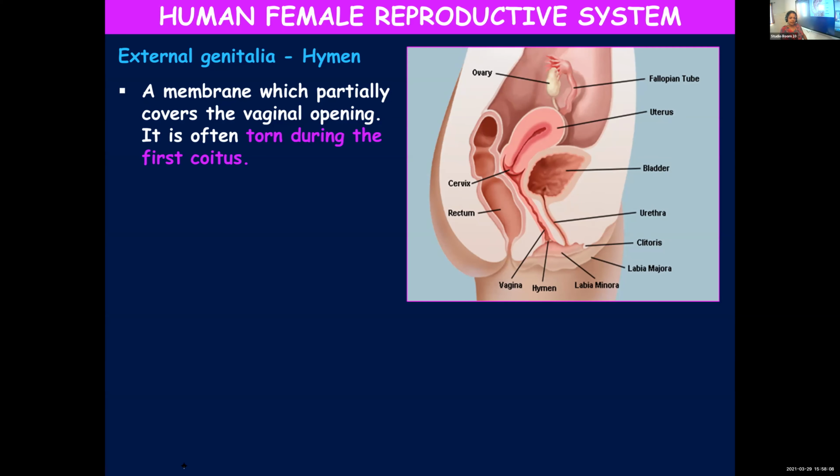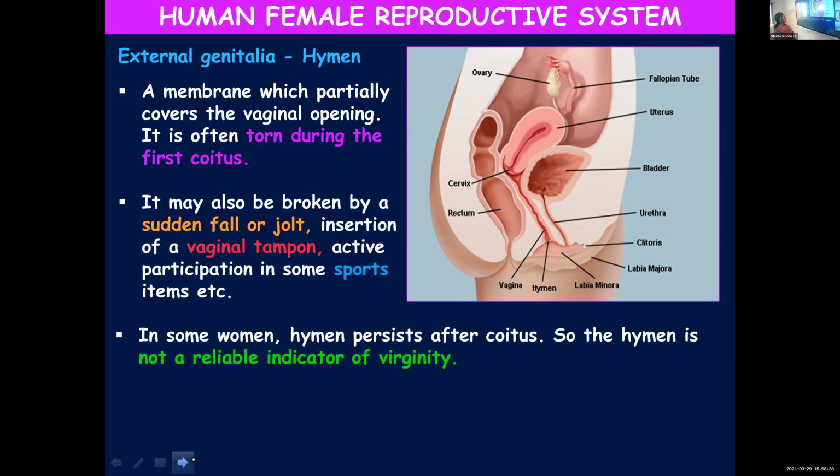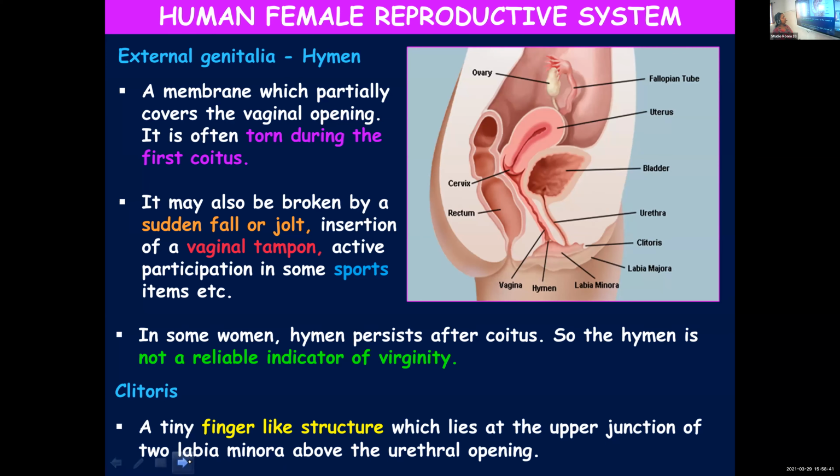Earlier it was considered a mark of virginity, but now we know that this is not a reliable indicator of virginity, because the hymen can get damaged not only during the first sexual intercourse, but also when the lady is involved in sports events, athletics, or even horse riding, cycling, or while inserting vaginal tampons in place of sanitary napkins, it can get torn. Okay, so with that, we have completed the external genitalia of the human female reproductive system.